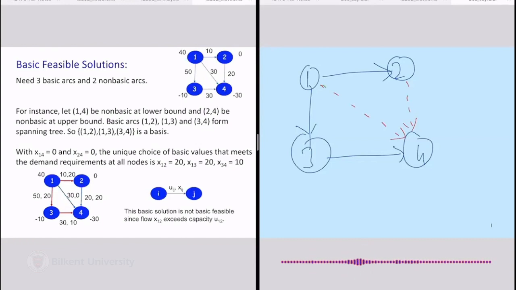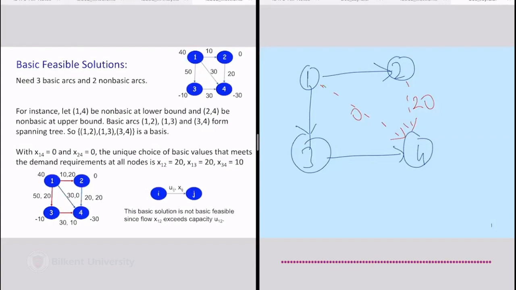It says, okay, I have 2 arcs which are not in my spanning tree. Let 1, 4 be at the lower bound. So on arc 1, 4, I will have 0 flow. But arc 2, 4, I want it to be at its upper bound. That means on the 2, 4 arc, I will have the flow of 20. Okay, that's what it says. It could also be 0, or 1, 4 could also be at the level 30. Based on those, your flow values in your network will change. Now I'll have to calculate what's actually flowing through the other arcs.